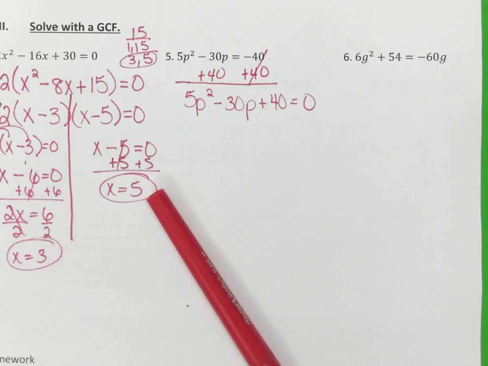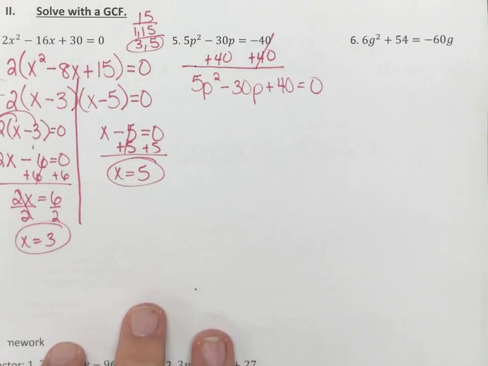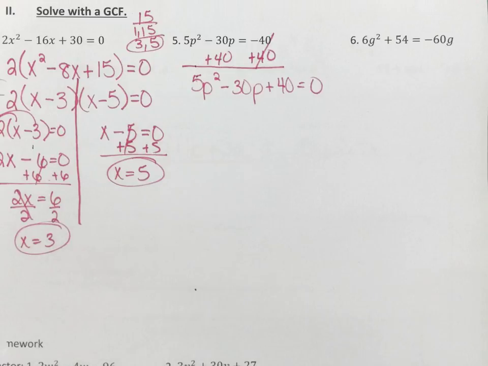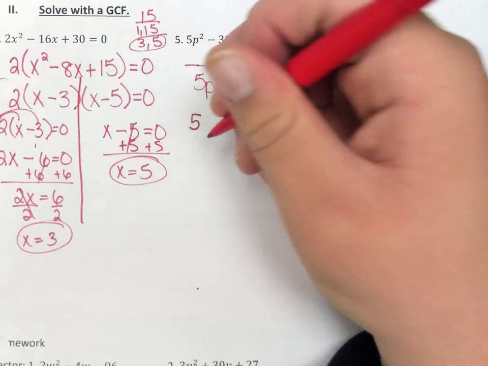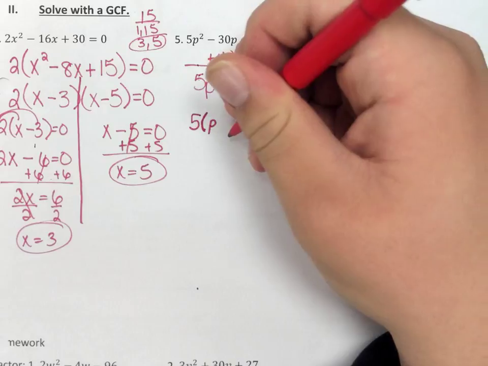Alright guys, Jackson's putting up number 5 for us. There you go, Montez. Now, what do they all have in common? What number goes into all 3 and 6? Very good job, Ethan. What number goes into all 3 and 6? 5. So do your 5 right here. Open your parentheses. Alright, so that's 5 here. What's that? P squared, right? Squared minus 6p plus 8 equals 0.